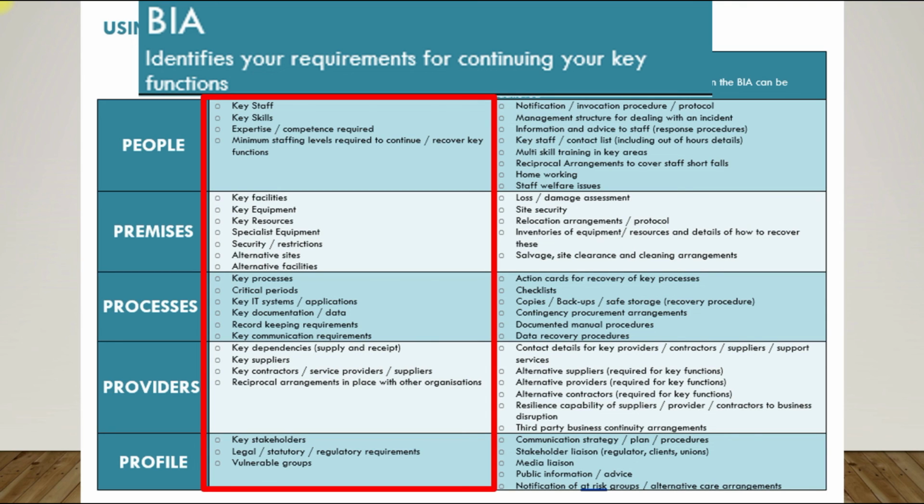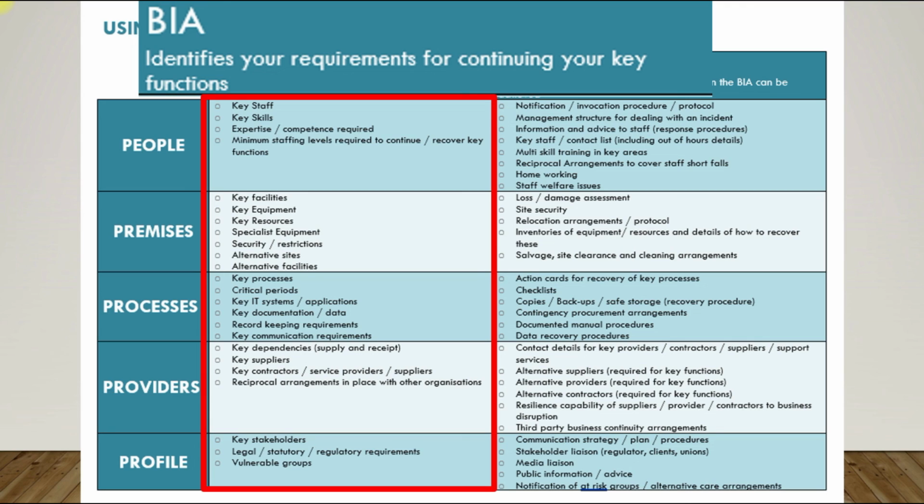It's going to list the key staff you need. It's going to list their key skills they need, the expertise they need. What are the important facilities, the key equipment? What's the security? Okay, what alternative sites are available? In terms of processes, you're going to have to be very aware of what IT systems are absolutely required. Is there documentation that you need?